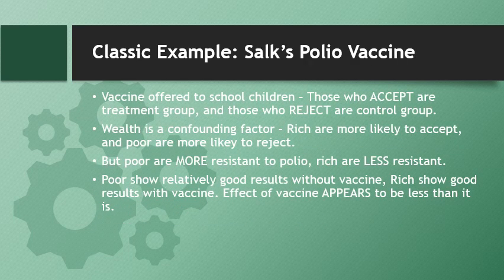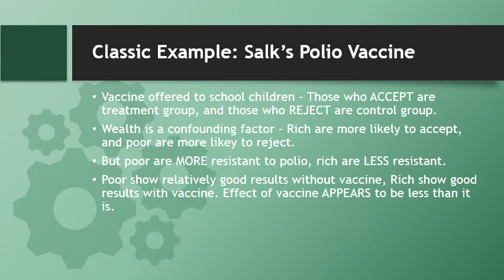A classic example of this occurred when the polio vaccine was first discovered, and it was given large-scale trials in school. School children were offered this vaccine, and those who accepted to take it were the treatment group, and those who did not accept were the control group. Now here there is a problem that, sociologically, it was found that people who are poor are generally suspicious of medical treatments, and they would tend not to accept taking the vaccine, and those who were rich were much more likely to accept.